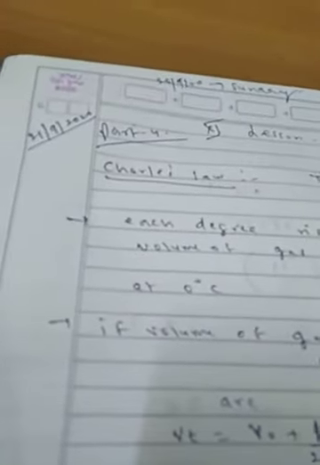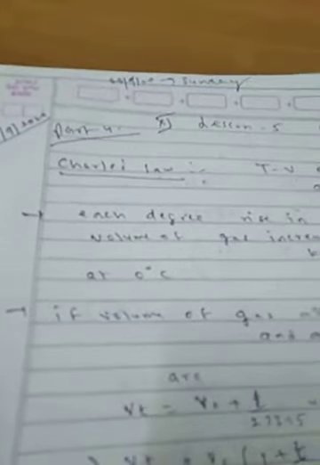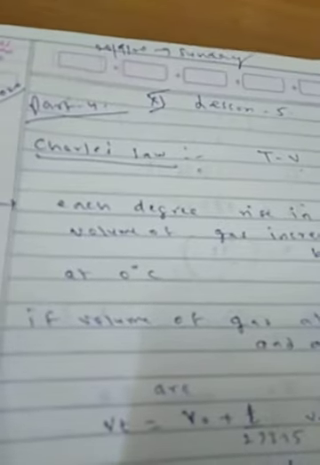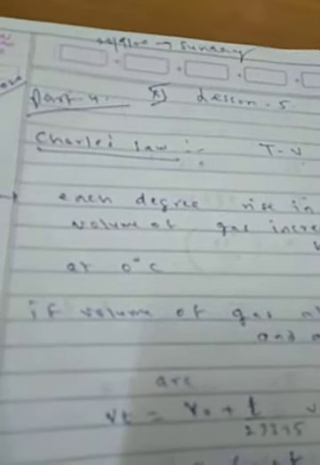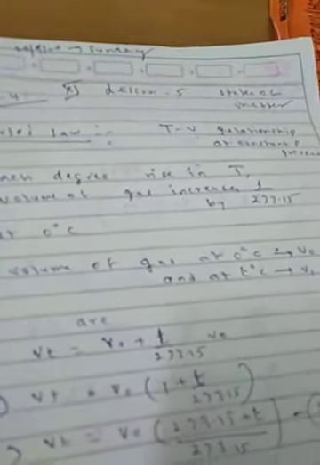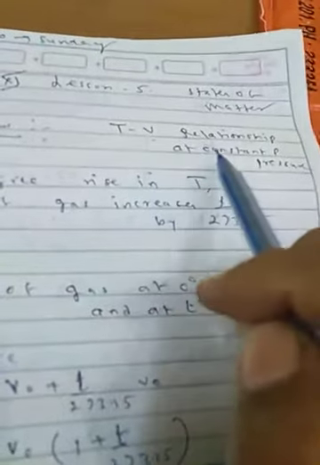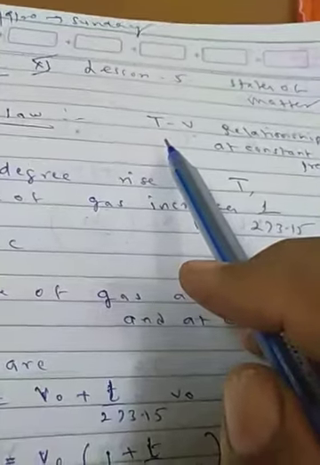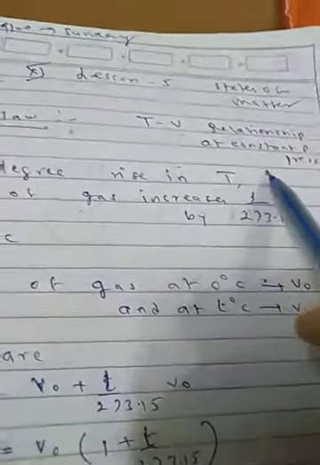In today's lecture on 21st, we are going to start our lesson number 5, States of Matter. Earlier in gas laws, I taught you in part 3, Boyle's law. Today our second law, that is Charles' law. Now what is Charles' law? Charles' law means the relationship between temperature and volume at constant pressure.